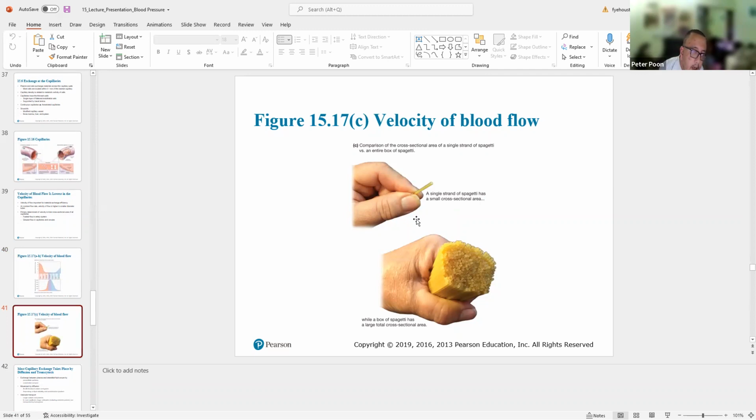So imagine the arteries being your head, and then the capillaries being the spaghetti, right? So you can see that blood will go slower through the spaghetti than just through your head, but with much more volume and much more gas exchange.